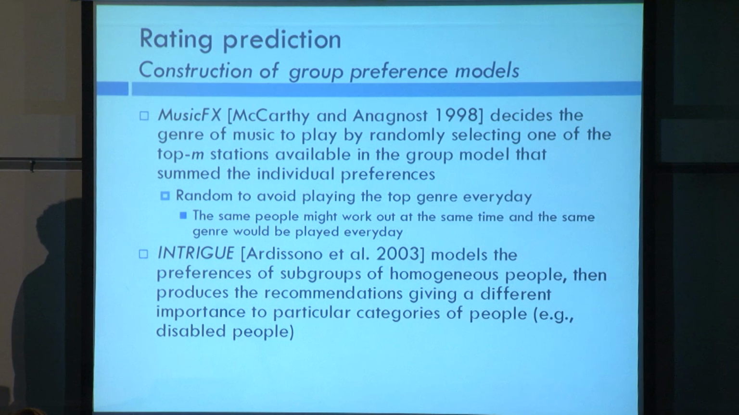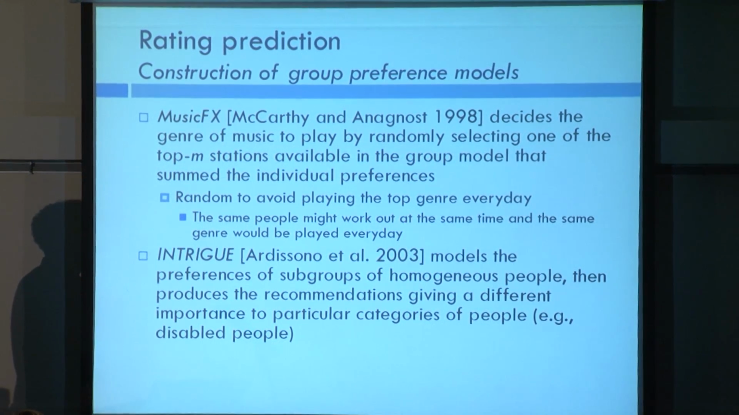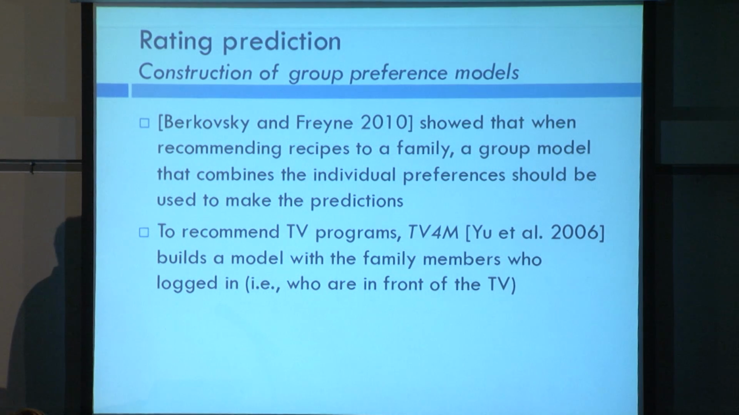Then we have again Intrigue, which models the preferences of subgroups of people with homogeneous preferences. And as I said earlier, it gives a different importance to particular categories of people, for example, disabled people. Other approaches that work with group models are this approach that was presented in 2010, which showed that when recommending recipes to a family, a group model that combines the individual preferences should be used to make the predictions. Or when recommending TV programs to a group, TV4M builds a model with the family members who logged in, so who are in front of the TV, and it builds the prediction using this model.